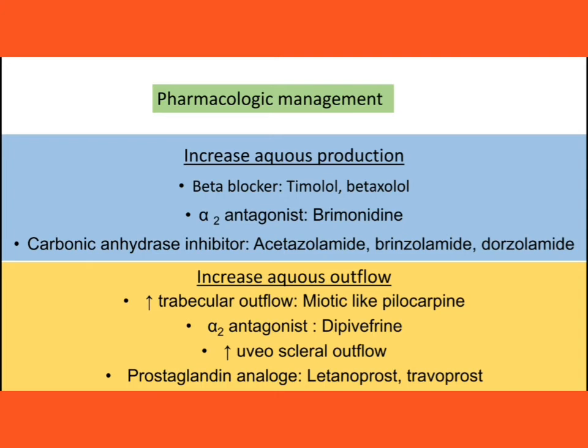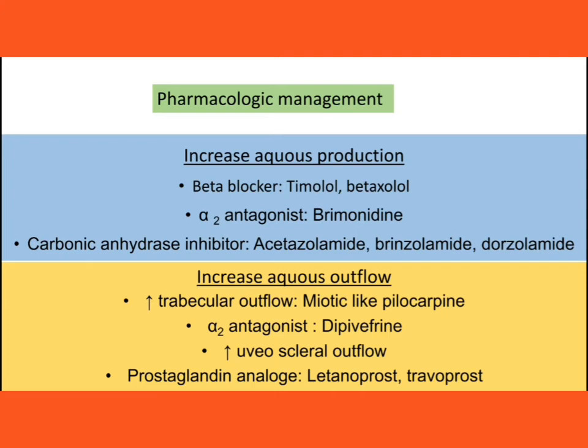First of all, let's start with increase aqueous production. Sorry, it will be decrease aqueous production. That is a mistake. So those drugs are used to decrease the aqueous humor production. First of all, beta blockers. Beta blockers like timolol, betaxolol, these types of drugs are used to decrease the aqueous humor production.